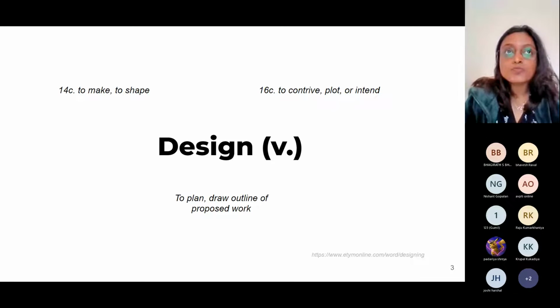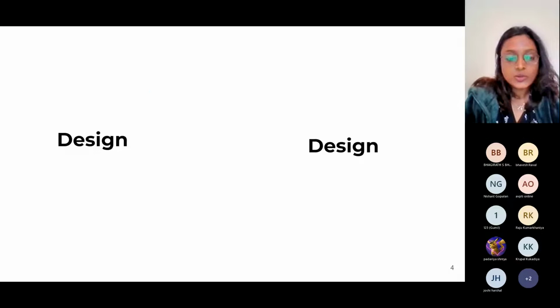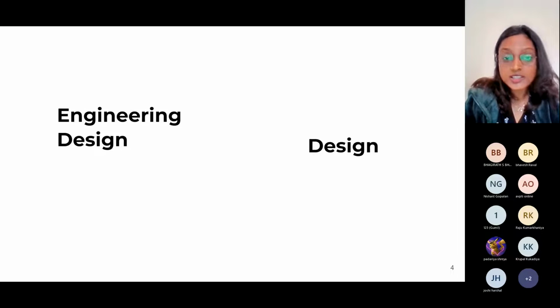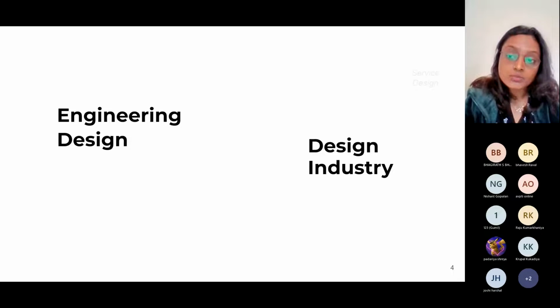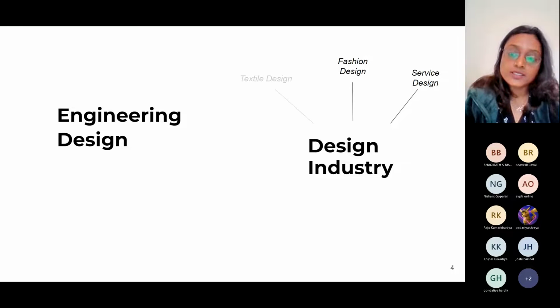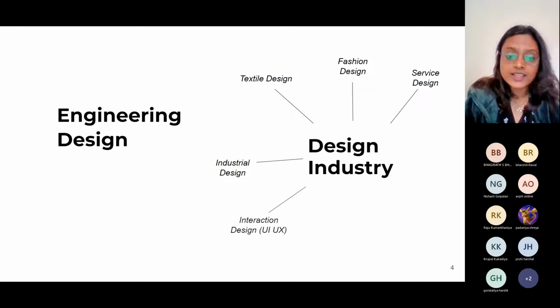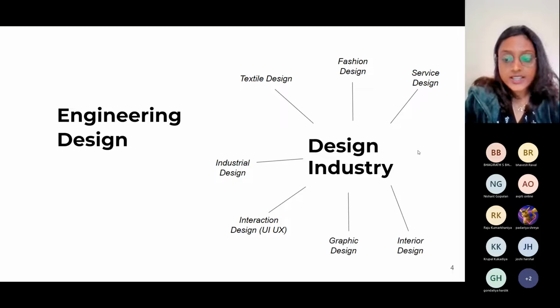This applies to architecture, engineering design, and also the design industry that I am going to be talking about. As most of you would know, engineering design is where you do mechanical inventions and you innovate in terms of mechanics and robotics, versus the industry that I am talking about, which includes service design, fashion design, textile design, industrial design, interaction design, graphic design, and interior design.